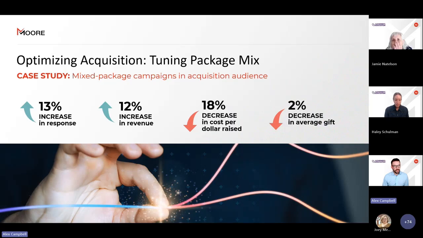So a few more examples, starting with acquisition, where we're optimizing by tuning the package mix in campaigns that already have a dual package strategy, but doing so in a more efficient way. In this case, we are seeing a 13% increase in response and a 12% increase in revenue, with a significant decrease in cost per dollar raised at 18% and a small decrease in average gift, really just due to generating more responses. Overall, we're still getting just as many higher dollar gifts as the alternative.